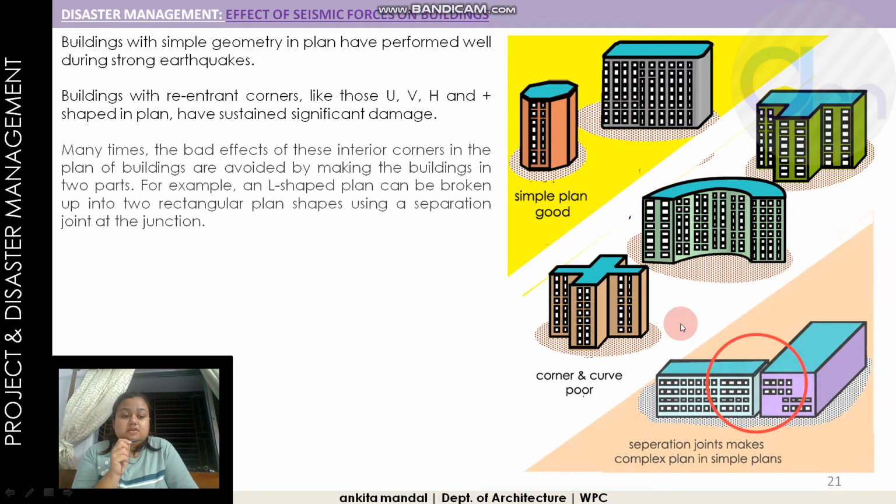If the plan is much more complicated or large, then there should be a separation joint. A separation joint breaks the building into smaller and stronger parts, so the damage from the earthquake will be much less. If there is no separation joint, the building will be much bigger and the damage from the earthquake will be much more.